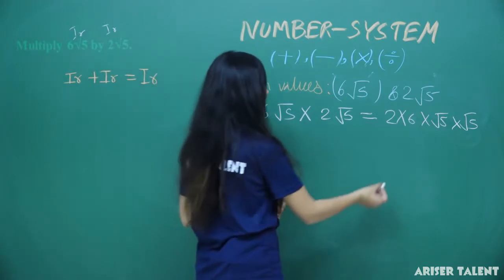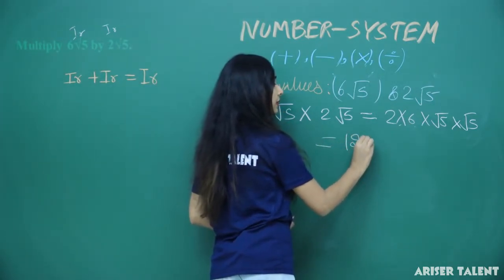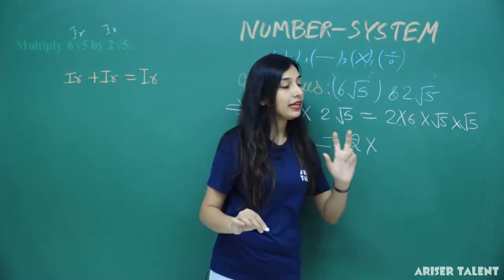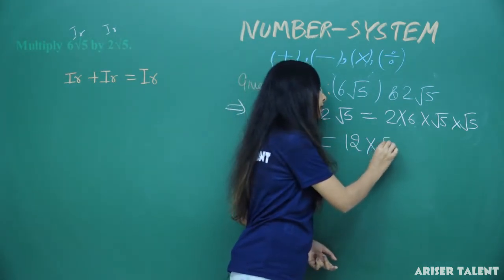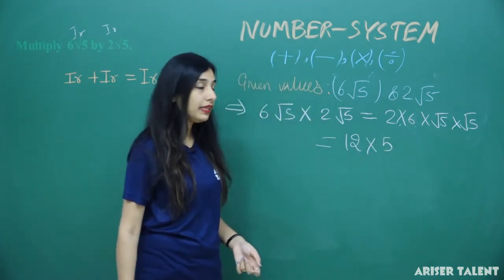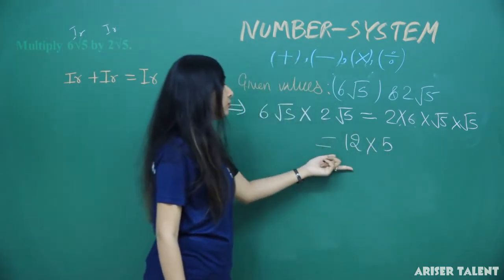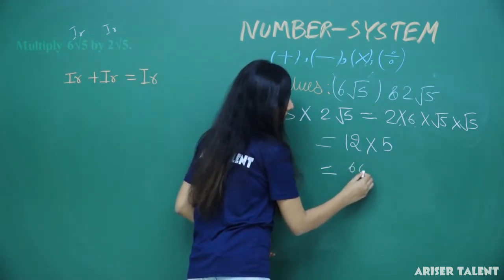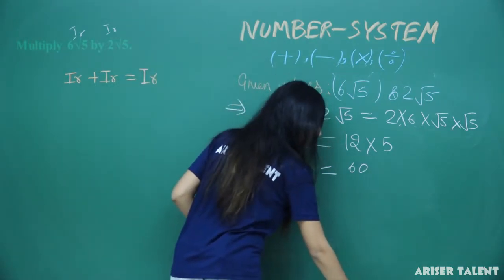Okay. Now, solve this. 2 multiplied by 6 is what? 12 simply, and root 5 multiplied by root 5. If you multiply the same root with another one, it is going to be the number only, and the root will be eliminated, simply square. Root 5 square is equal to 5. So, that will be your answer. 60 will be your answer.